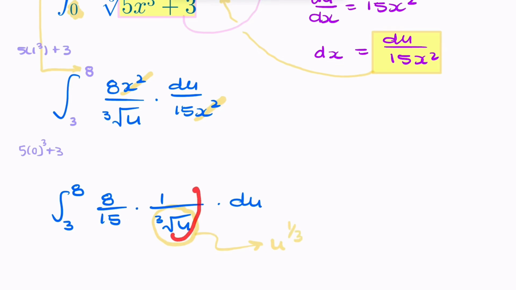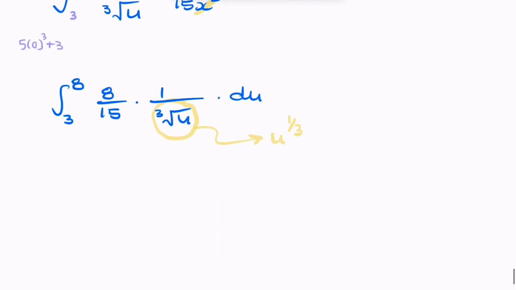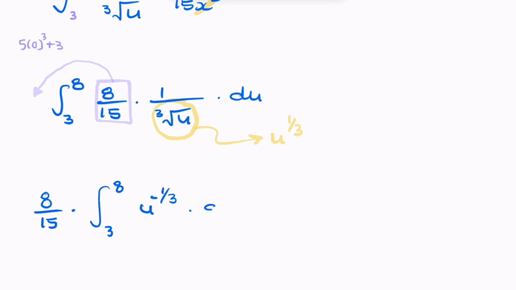And if we bring that up to the numerator, so if you write it in index form, my integration will look something like this. I can bring my constant, the 8 over 15, I can bring that outside the integration. And then I have the integration from 3 to 8 of u to the power negative 1 over 3 du.